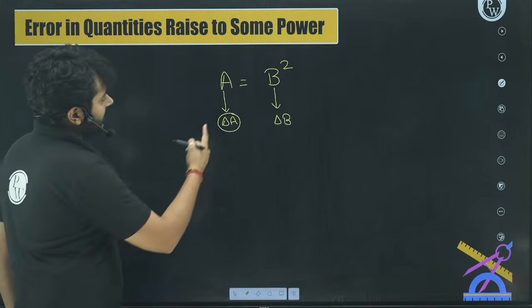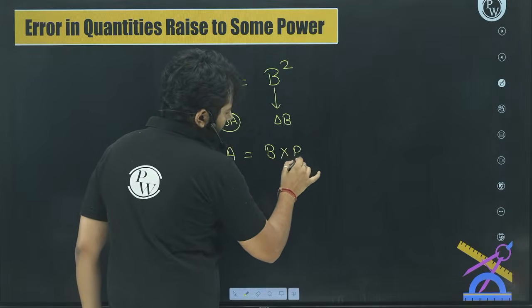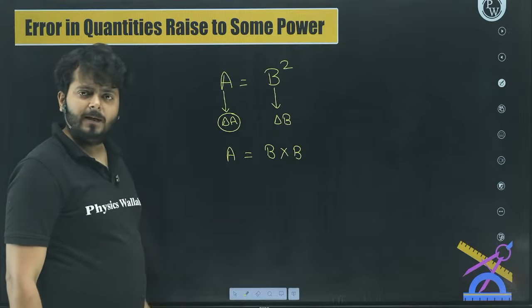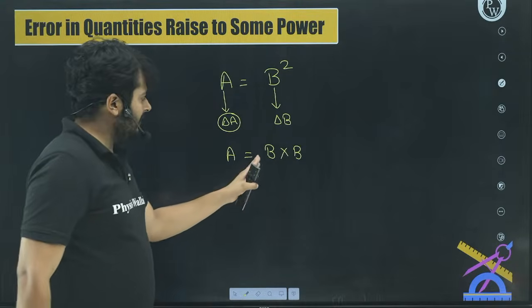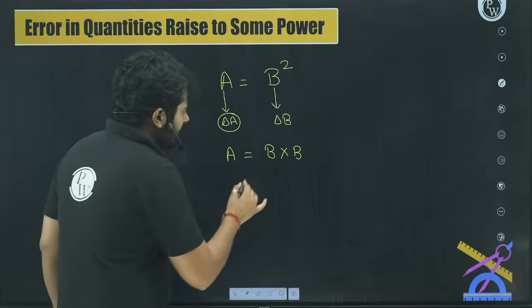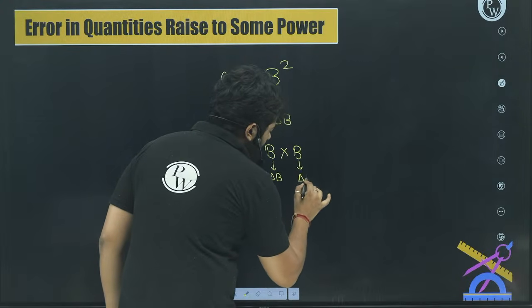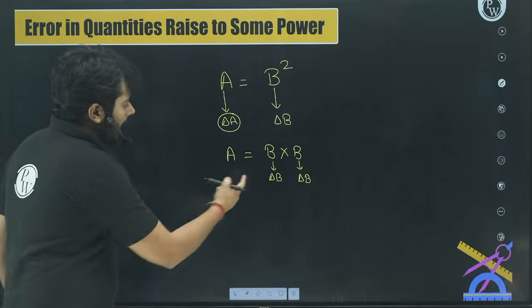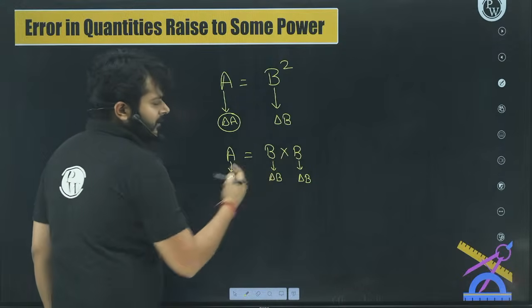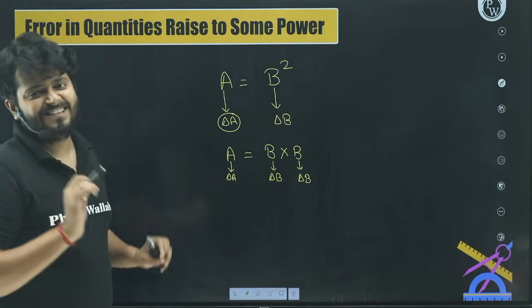Now understand that we can write B square as B into B, right? So you see that B and B are multiplied to give you the final value. In the measurement of B, the error encountered is delta B. So how is delta B related to the final result? We can say in the product, the individual absolute errors are not related, relative errors are related, right?